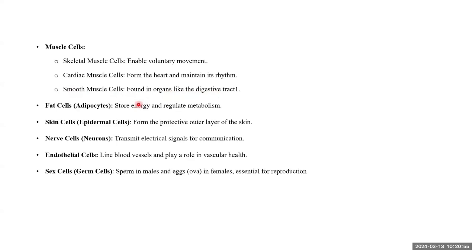And then the next type of cells are fat cells, adipocytes. You might already be aware of this. They store energy and regulate metabolism. Whenever you eat extra calories more than your body needs, they get stored in the form of fat in the fat cell. So basically, let me check if I can draw their structure.